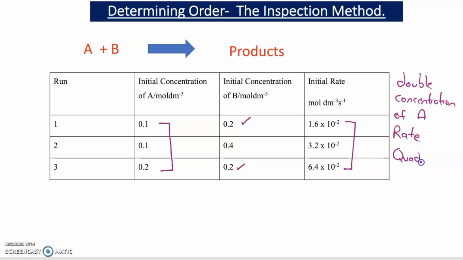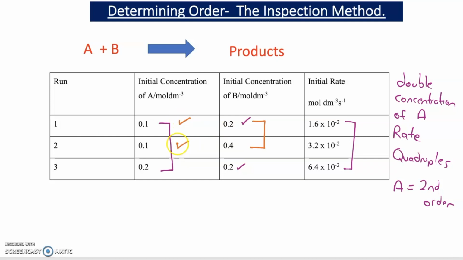That's because when we double the concentration of A, the rate multiplies by 4. So from inspecting the data, we can see that when we double the concentration of A, the rate quadruples. So we can conclude that it's second order with respect to A. Now we have to look at the data to see what happens when we double the concentration of B.